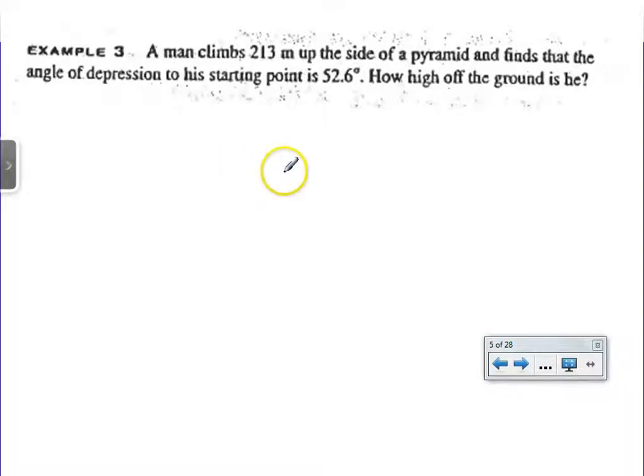Okay, the next example has a man who's climbing up 213 meters on the side of a pyramid. He finds that the angle of depression to a starting point is 52.6 degrees. So here's the side of our pyramid, and here he is up here, and this is our starting point. So he climbed 213 meters distance. His angle of depression, this angle looking down at the ground, is 52.6 degrees. I'm going to kind of arrow that in here. And the question is, how high off the ground is he? So they want us to calculate this value right here.